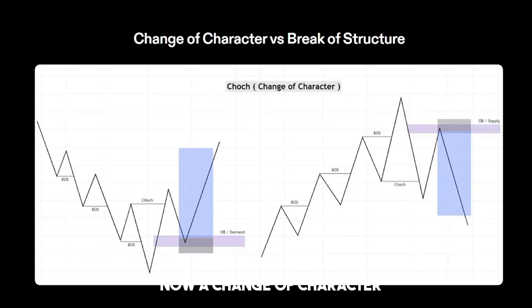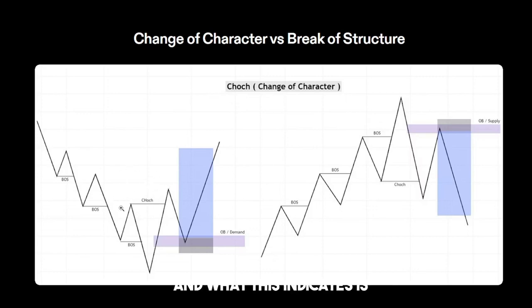Now, a change of character is when the price breaks the previously established pattern and is a sign of a potential reversal. So when we're looking at this trade, once again, a change of character, as we can see here, occurs on this previous lower high. So we're breaking structure to the downside and then we create this lower high. Now, when we come back, we don't actually make another lower high. We make a higher high because we break this previous lower high. This is a change of character, okay?